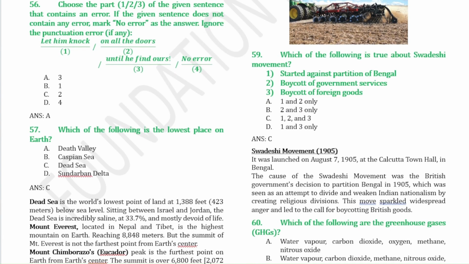Question number 56. We have to see whether this sentence is error or no error. So, "Let him knock on all the doors until he find ours." So this exclamation mark is wrong. So option number A will be the answer, because option number A has 3.